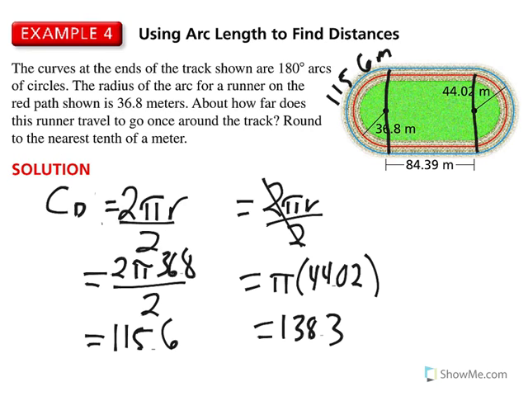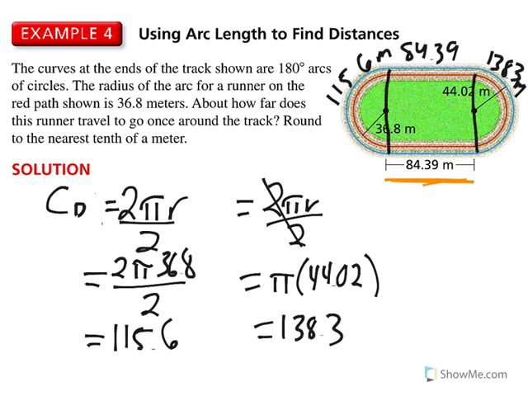138.3. And so I want the whole distance all the way around. So this is 138.3 meters. Here I have, down at the bottom here, I have 84.39. That would also be the distance on the other side, 84.39. And so we just need to add it all up, and that will give us how far they travel when they go one time around.